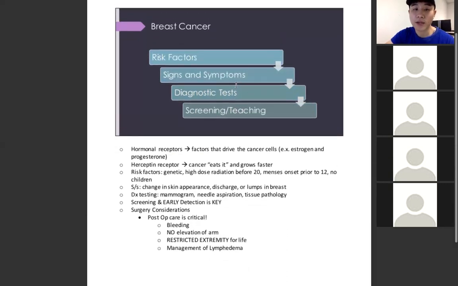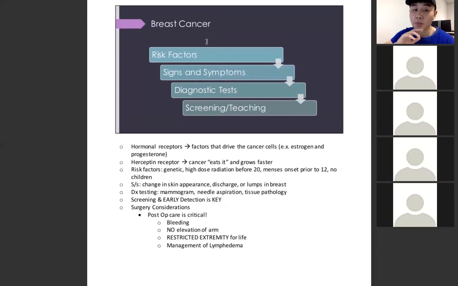All right, next we have breast cancer. So a risk factor for breast cancer is hormonal receptors. Factors that drive breast cancer cells include estrogen and progesterone. Herceptin receptors, where the cancer eats and grows faster.